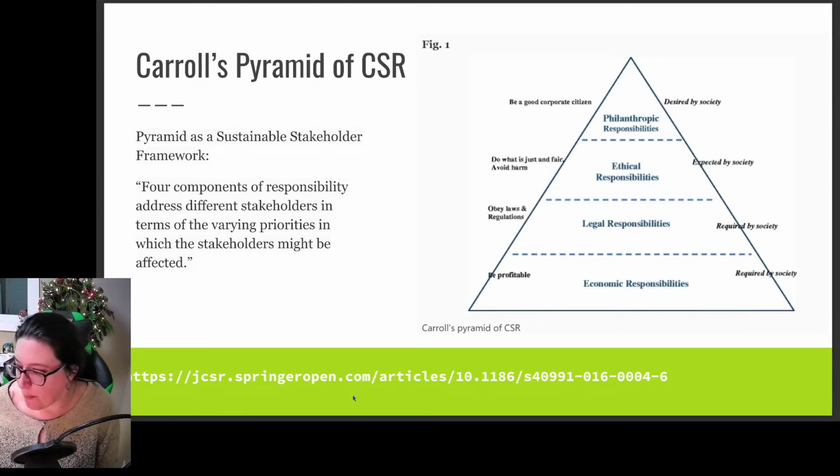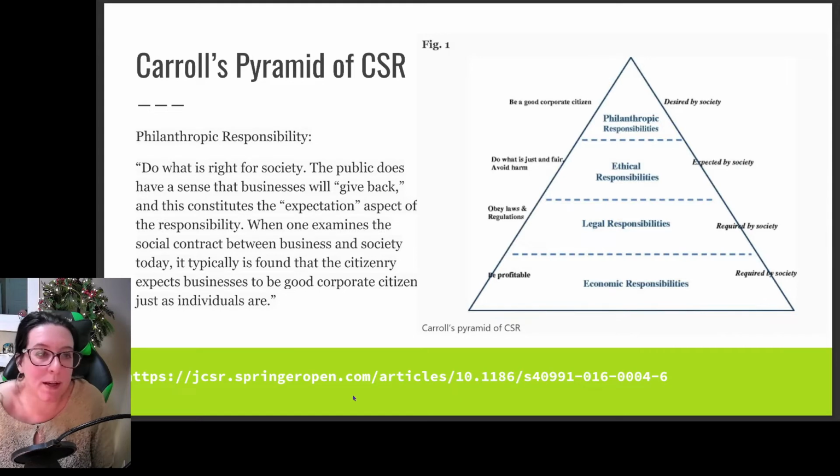And the philanthropic responsibilities are doing what is right for society. So the public does have a sense the business will give back, but going above and beyond that expectation, that's that philanthropic responsibility. Doing what is right for society because it's important to the organization, not just because it's a requirement or even an expectation.